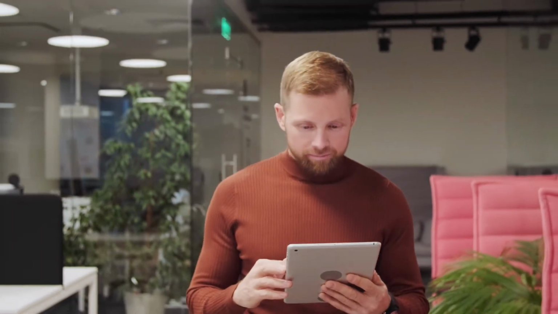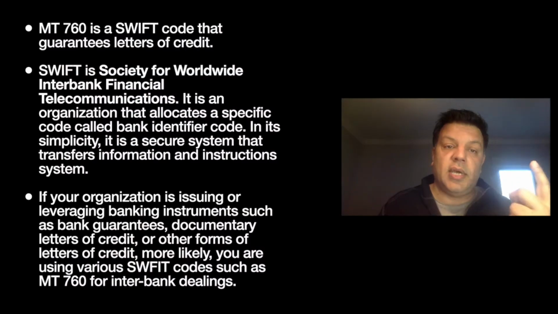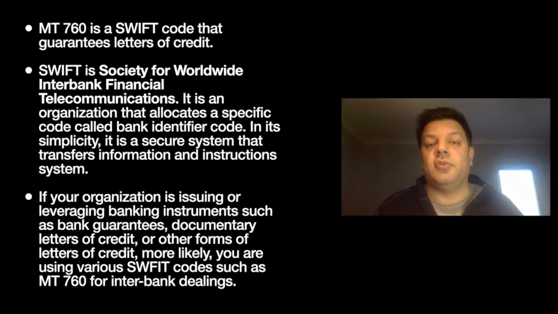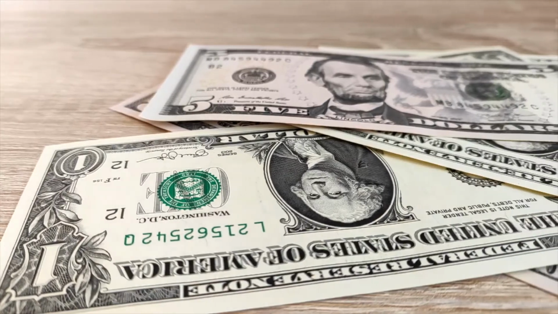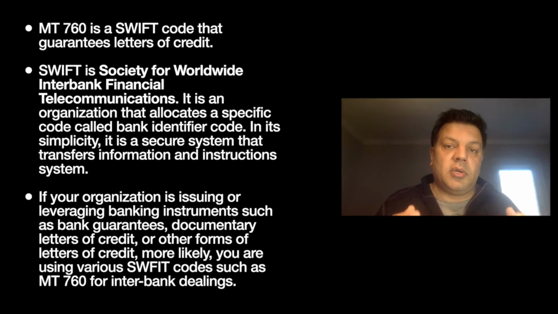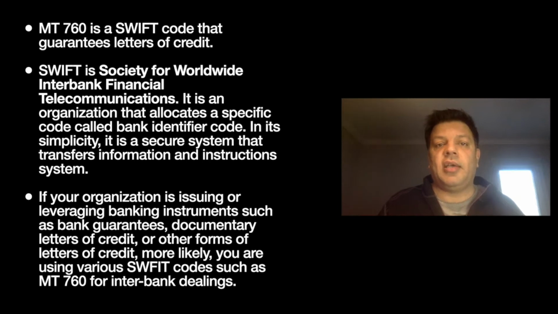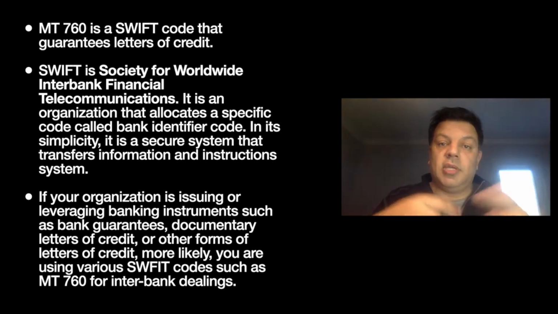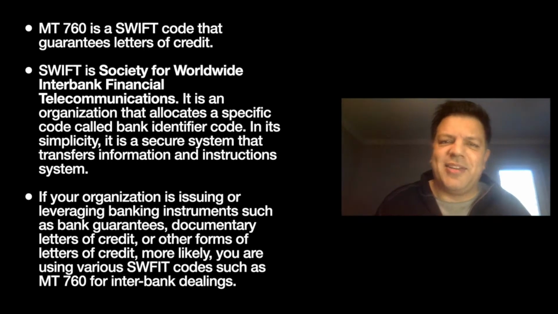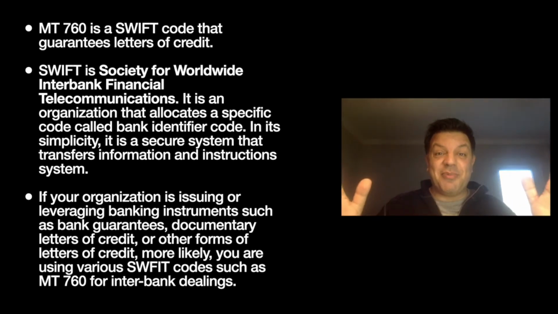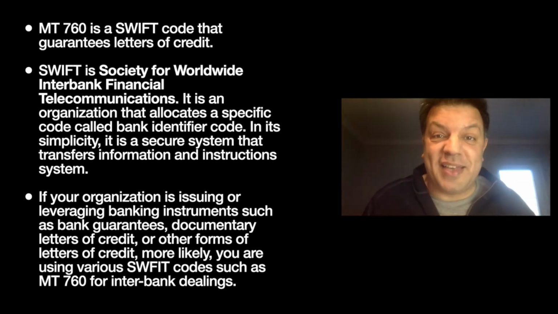When it comes to MT760s, what I want to share with you is a little bit about SWIFT and the history of this so you've got some context around it. SWIFT stands for Society for Worldwide Interbank Financial Telecommunication. Basically, it's an organization that creates something called bank identifier codes. These bank identifier codes, for lack of better words, are a language shared between all the banks around the world. It allows banks to simultaneously, electronically, in a secure way, communicate with each other using the same language. So a Japanese bank can speak to a Chinese bank, and a Chinese bank can speak to an American bank in the same language. And it can happen electronically, fast, in a secure way.